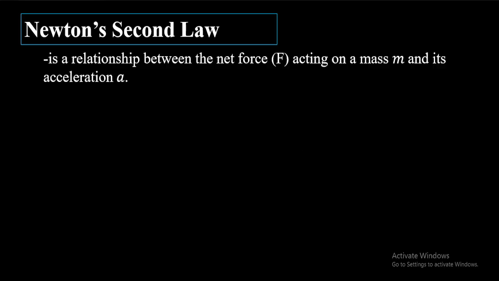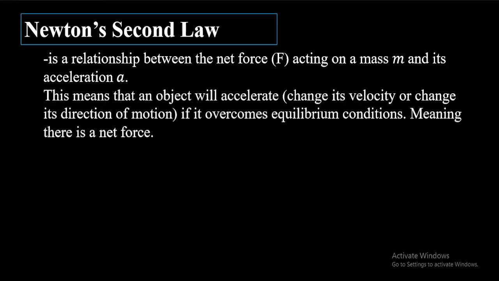This is a relationship between the mass of the object, the amount of force that will make the object move, and the rate of change in its movement, or the acceleration. This means that an object will accelerate, change its velocity, or change its direction of motion if it overcomes equilibrium conditions. Meaning there is a net force.